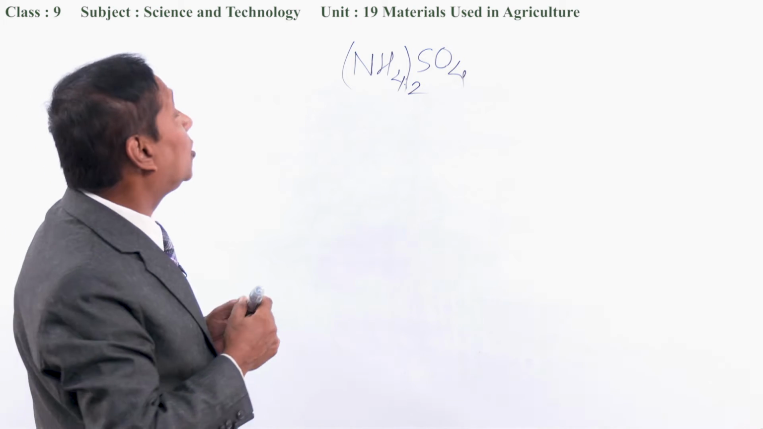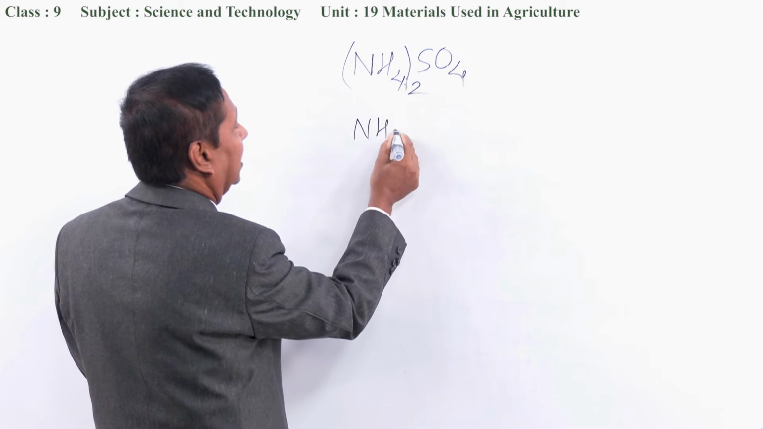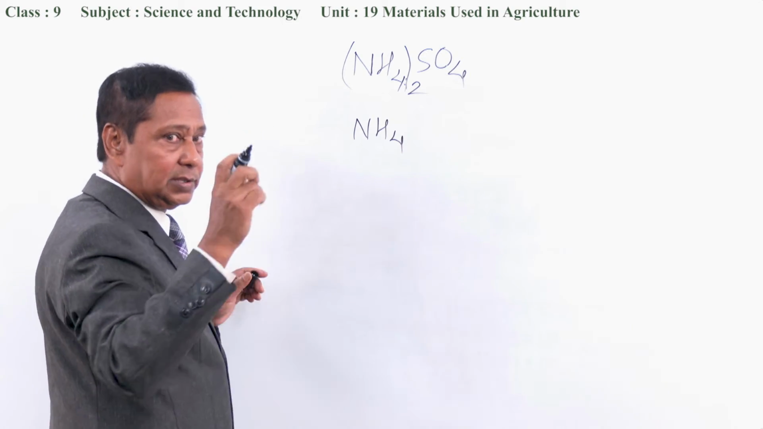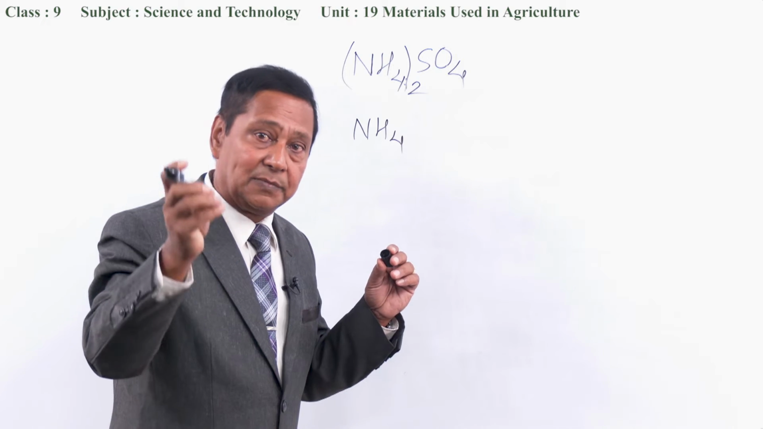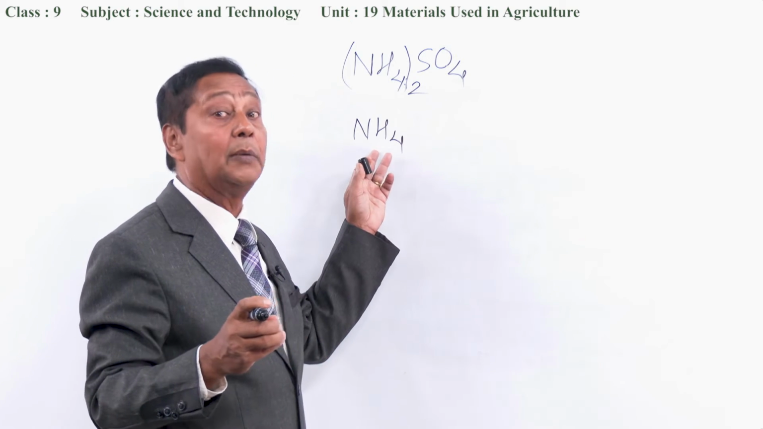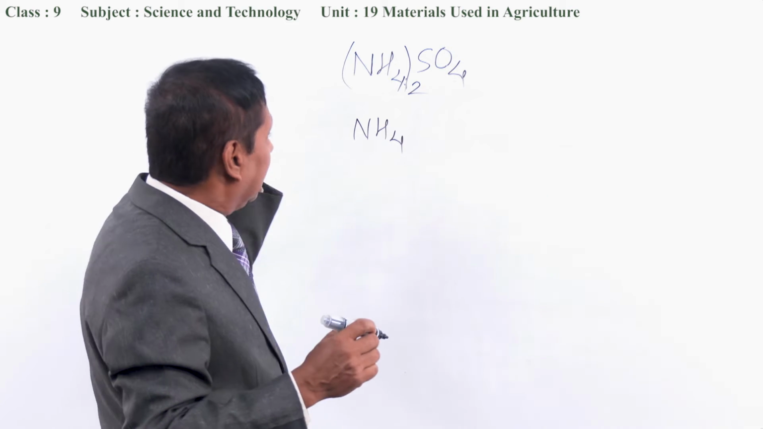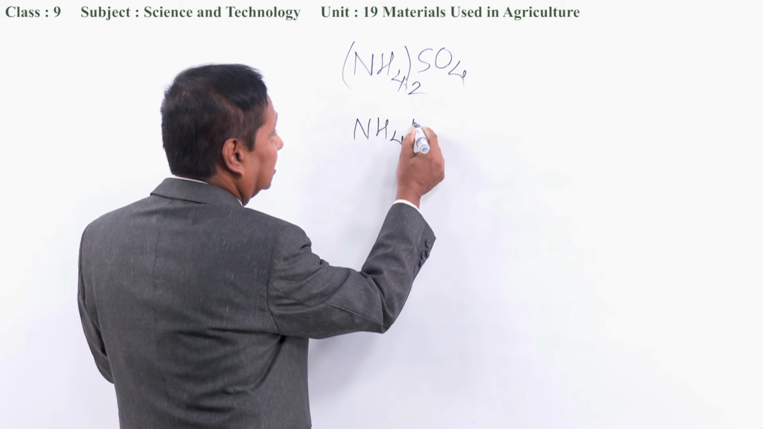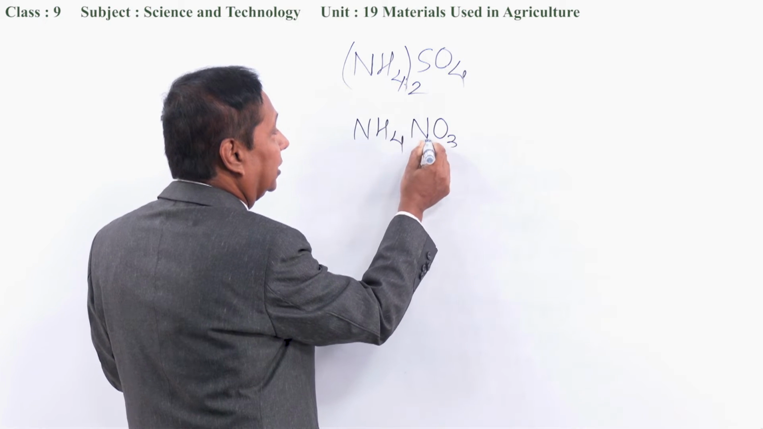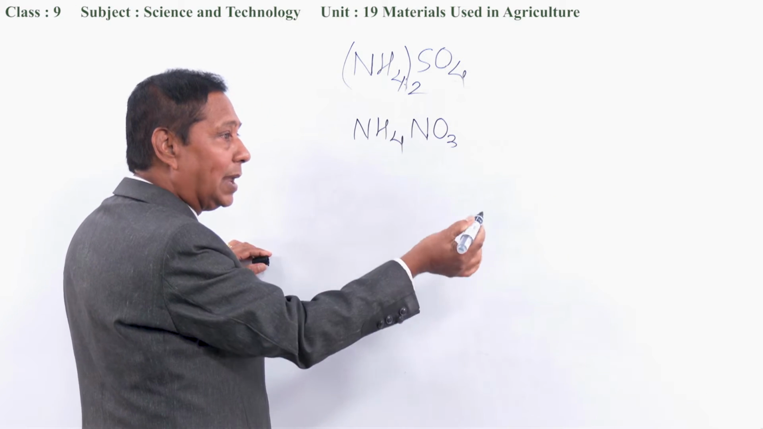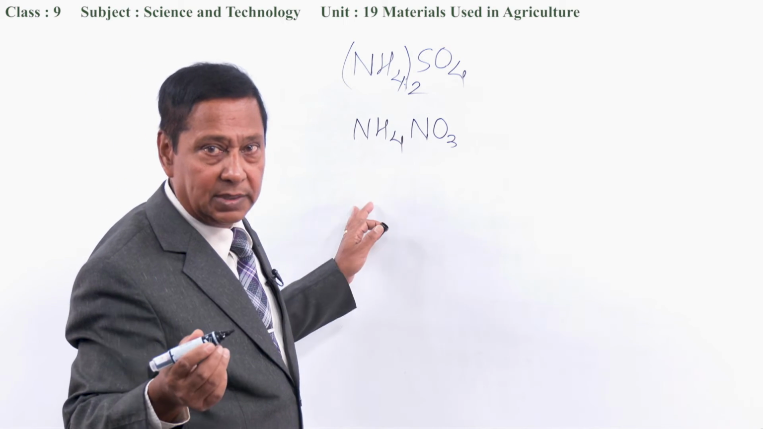Now another is ammonium nitrate. Ammonium, its formula is NH4. An element is represented by a symbol, but a radical is represented by a formula. This is the formula for ammonium. You were taught this in the previous class. Ammonium, now nitrate, this is also a radical. NH4NO3. Ammonium valency 1, nitrate valency 1. Equal valency, no exchange. We know about this.